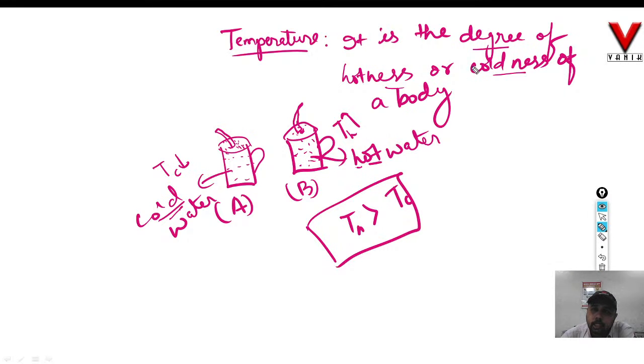So the degree of hotness or coldness of a body will always define the temperature. That is, the temperature of a body is higher as compared to the temperature of another body because of the relative hotness or coldness of that body. I hope the basic definition of temperature is clear to you all. Now how do we measure temperature? Let us see.